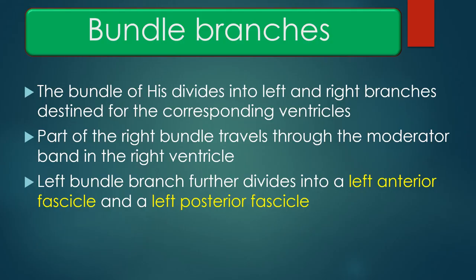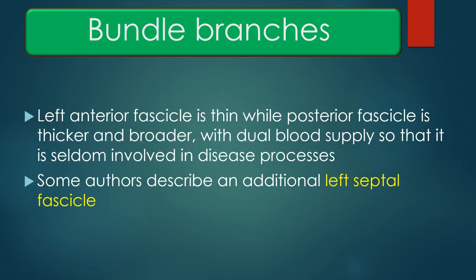Part of the right bundle travels through the moderator band in the right ventricle. Left bundle branch further divides into a left anterior fascicle and a left posterior fascicle. Left anterior fascicle is thin while posterior fascicle is thicker and broader, with a dual blood supply so that it is seldom involved in disease processes. Some authors describe an additional left septal fascicle.